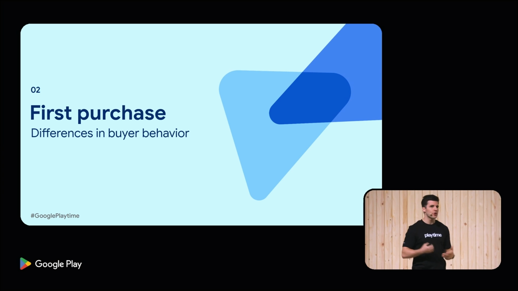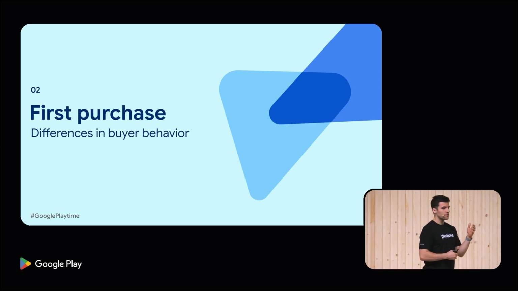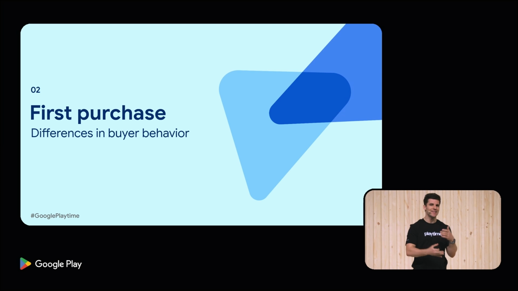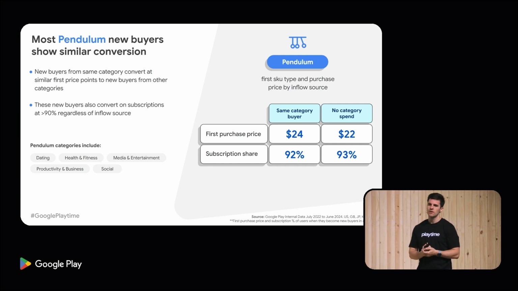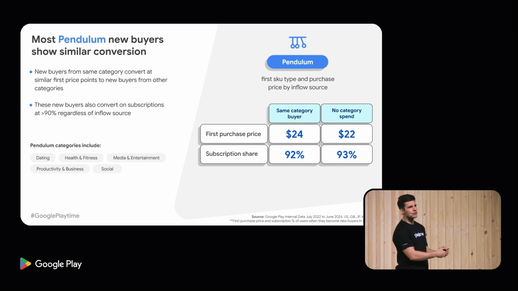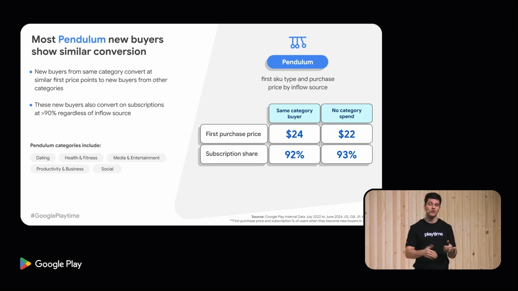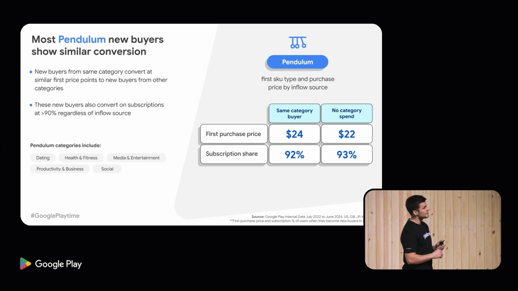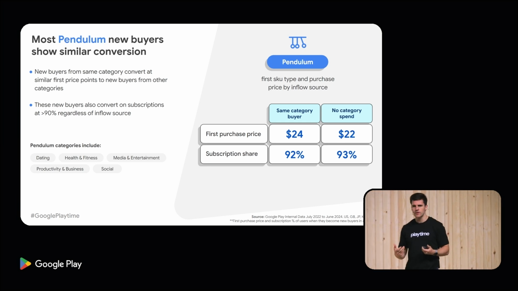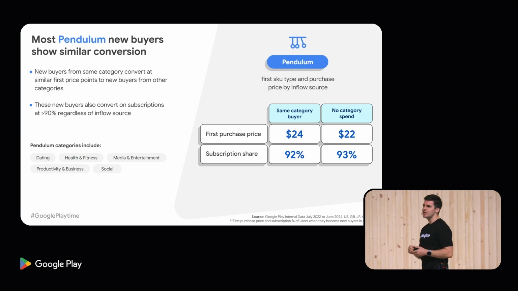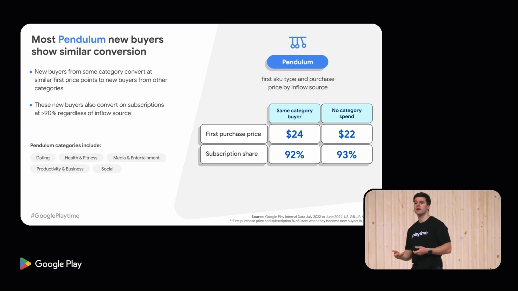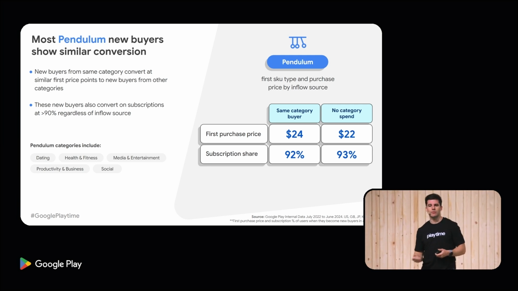Now that we've explored where your new buyers are coming from, let's talk about what they've purchased first and how they differ across the new buyer inflow sources. For pendulum apps, what we see is that new buyers convert relatively similarly, regardless of their historical spend in the category. So, in this table on the right, what we're going to do is compare buyers who have spent in your category in the preceding year versus those who hadn't. What we see is that their first purchase price is relatively similar at $24 and $22 respectively, and decently high. Similarly, we see that they both have very similar and very high propensity to convert first on subscriptions above 90%.